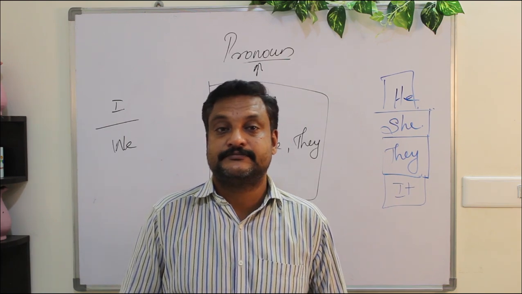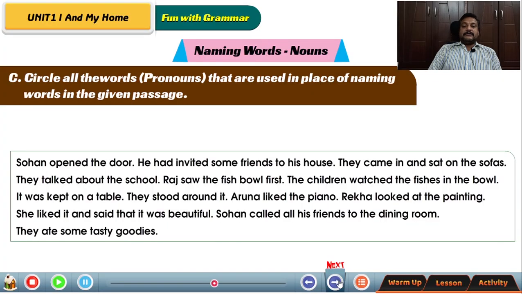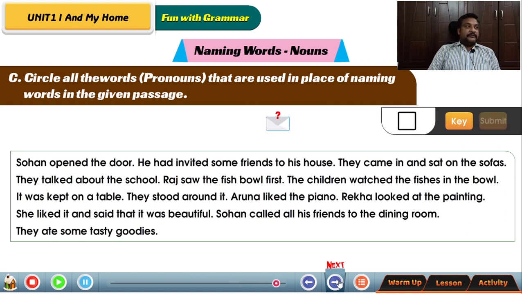So we have seen what pronouns are, where do we use the pronouns and all, isn't it? So now here we have a task. Circle all the words, the pronouns that are used in place of naming words in the given passage. So what we need to do is we need to identify the pronouns used in this and circle them.